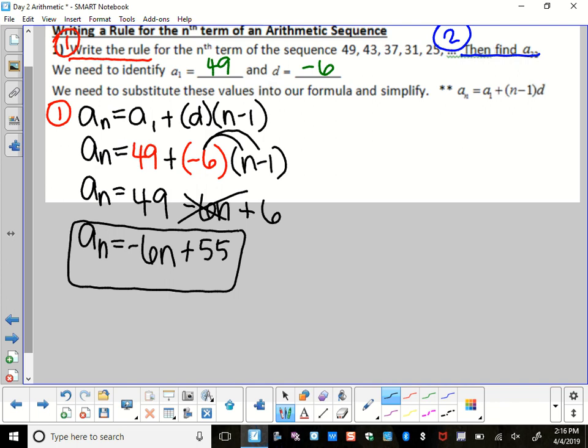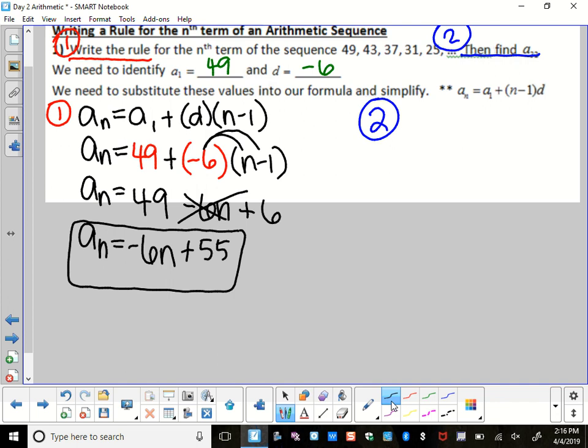We used the rules on day 1, but day 1's a little different. We had a rule, we had where we're starting, and they said find the first 5 terms. Well, now they're giving me the terms, and they want me to find out what the rule is. Step 2 tells you to find the 32nd term.